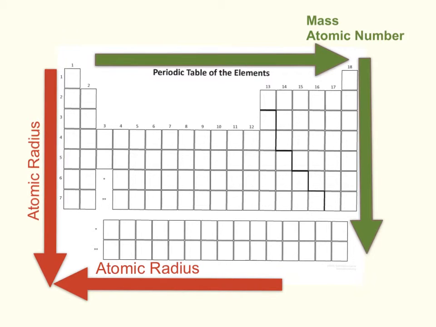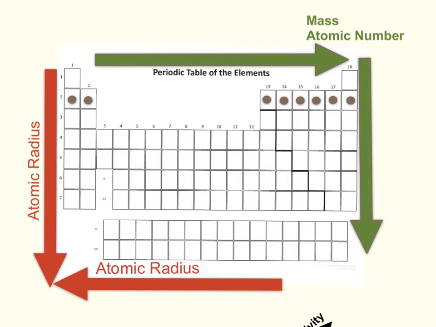Now, it turns out that this trend is opposite of the other trends that we saw. So what you've got going on here is that mass gets bigger and atomic number gets bigger. So as you move from left to right, you increase the mass. And as you go down, you also increase both the mass and the mass number.